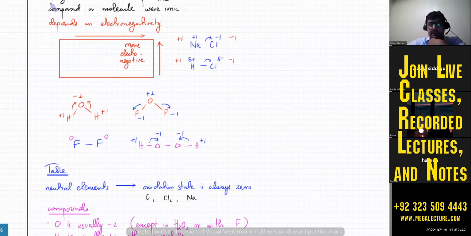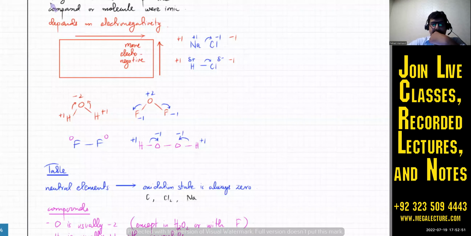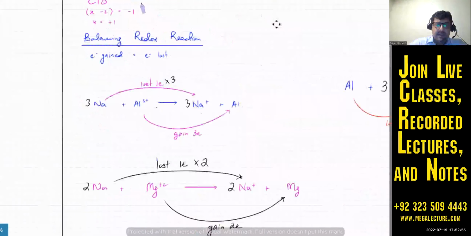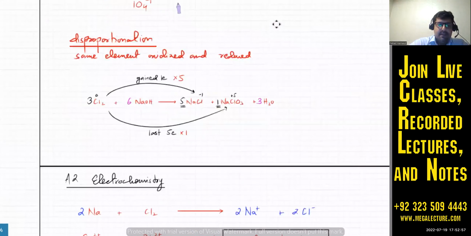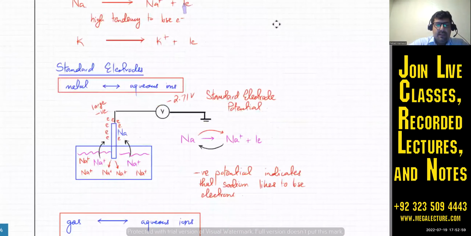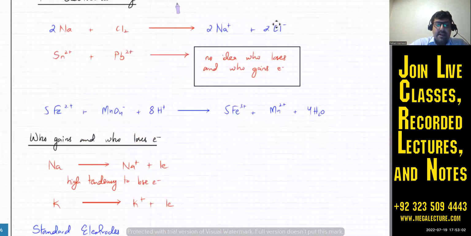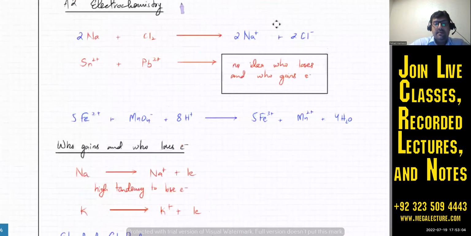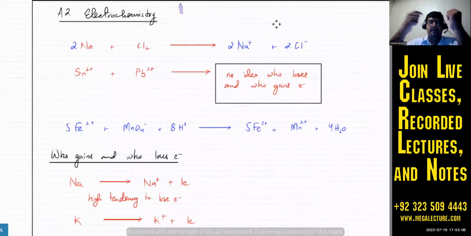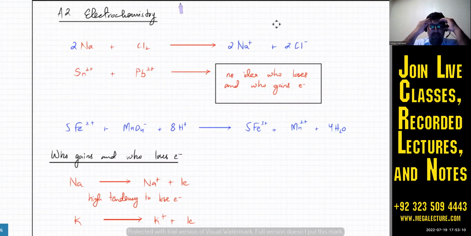So oxidation, reduction, gain of electrons, loss of electrons, balancing redox equations, everything. Okay, we did that, and we started off with trying to figure out how to make a cell. We did this entire thing. Let me just give you a brief recap.